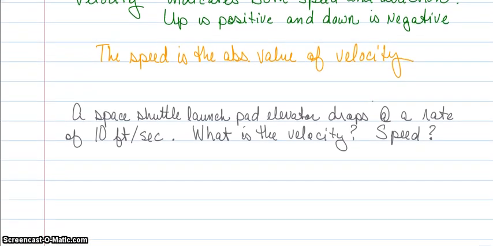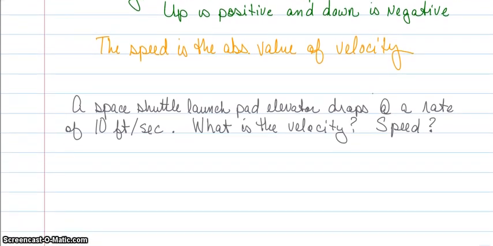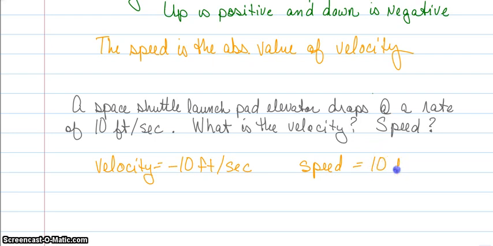So if we have a space shuttle launch pad elevator that drops at a rate of 10 feet per second, what is the velocity and what is the speed? Well, we would say that the velocity is -10 feet per second. We would say that the speed is +10 feet per second.